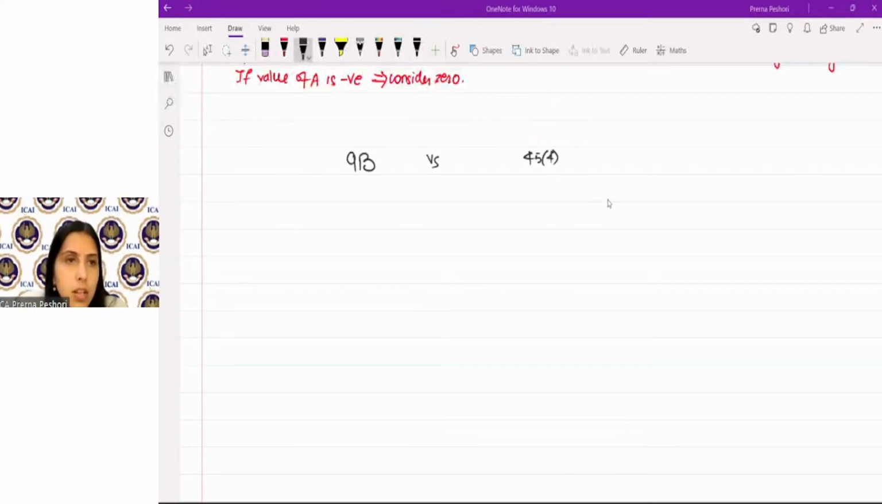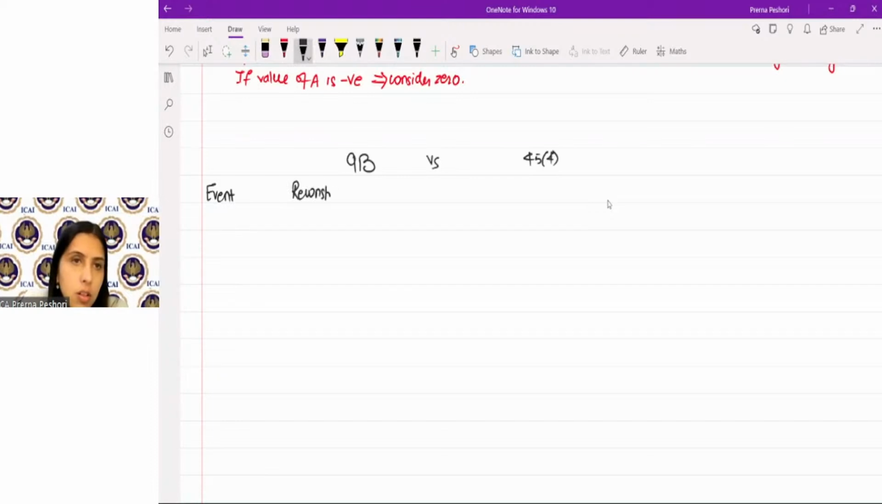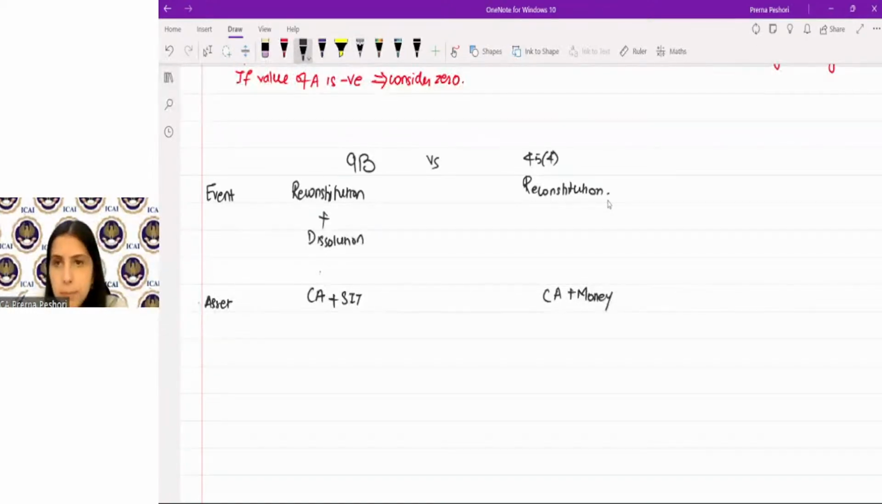This event is reconstitution and dissolution. This is only on reconstitution. Here it covers capital asset plus stock in trade. Here it covers capital asset plus money.